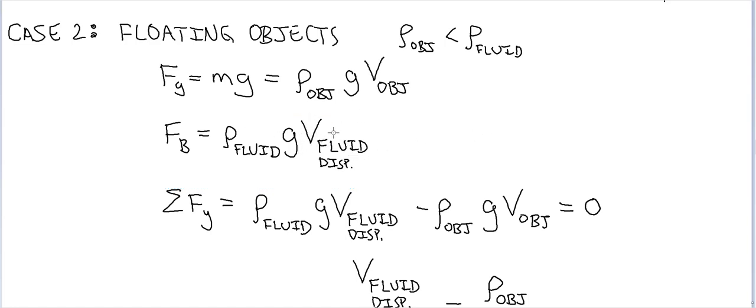This time, unlike the last case where it's fully submerged, we can't say that the volume of the object is equal to the volume of the fluid displaced. If some of the object is sticking up above the surface of the water, then not all of the volume of the object is displacing water. And so in this case, we can say that the density of the fluid times g times the volume of the fluid displaced minus the average density of the object times g times the volume of the object equals 0. I can say it's equal to 0 once this thing is steady at the surface, once it's not bobbing up and down.